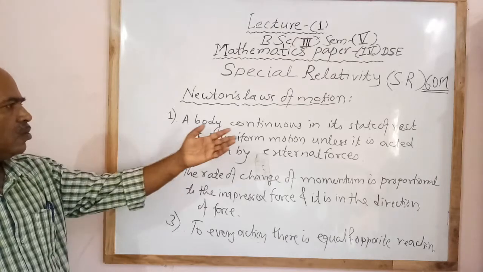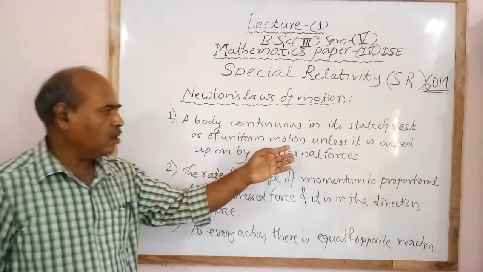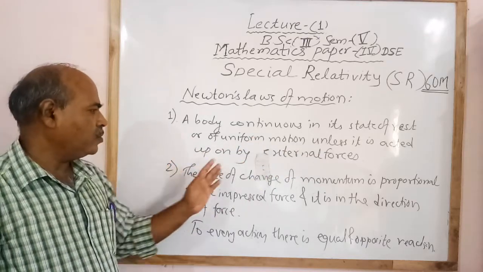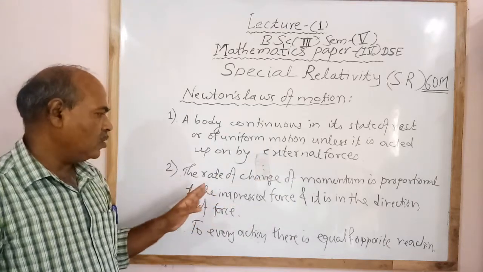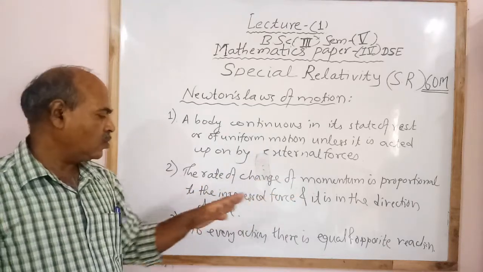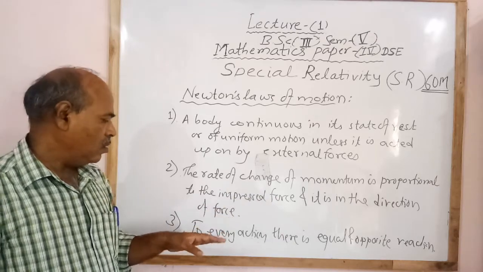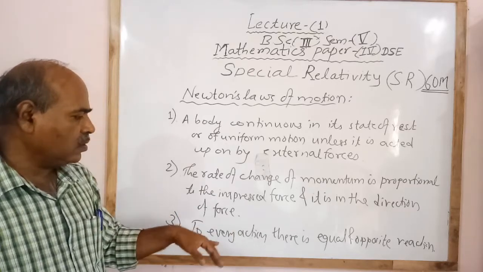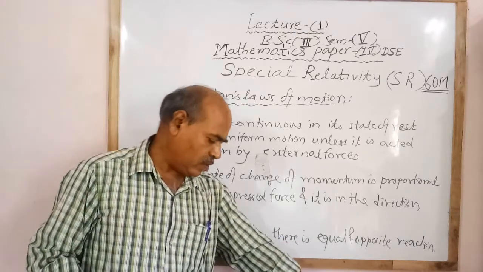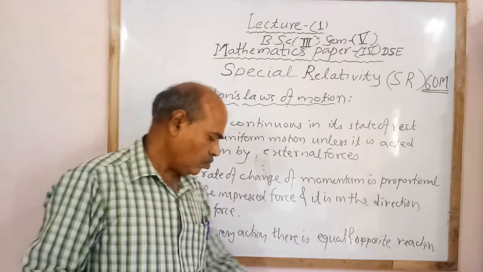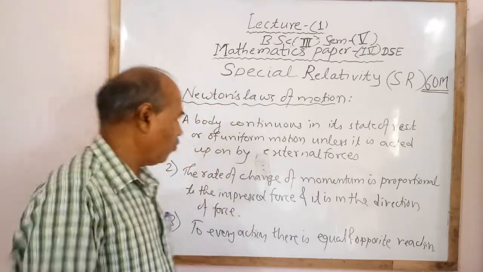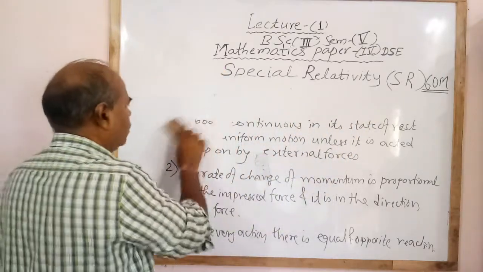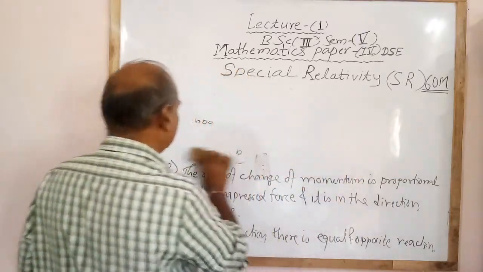The first law: a body continues in a state of rest or of uniform motion unless it is acted upon by external forces. The second law: the rate of change of momentum is proportional to the impressed force, and it is in the direction of force. The third law: to every action there is an equal and opposite reaction. Then the next topic we see is the inertial system.